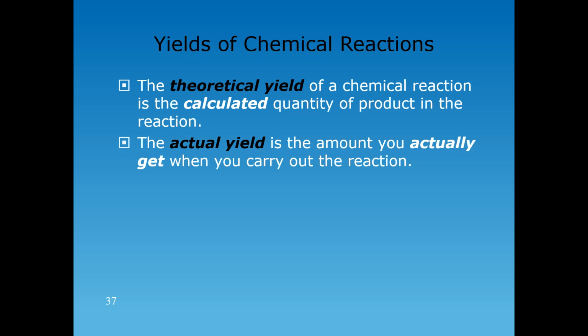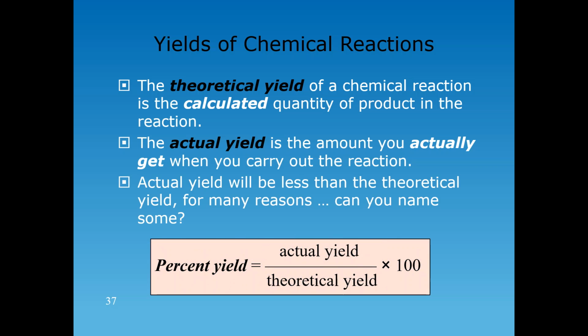All right, so there's a difference between the actual yield and the theoretical yield. The theoretical yield is the amount of product that you expect to get based on your calculations, while the actual yield is the amount of product that you get when you did the experiment and isolate the product in practice. And what you'll find is that the actual yield is almost always less than the theoretical yield.